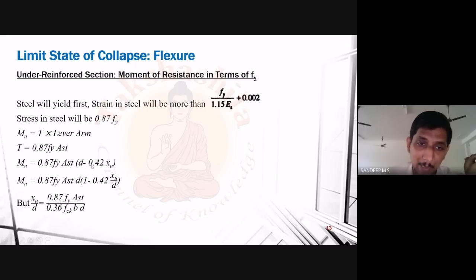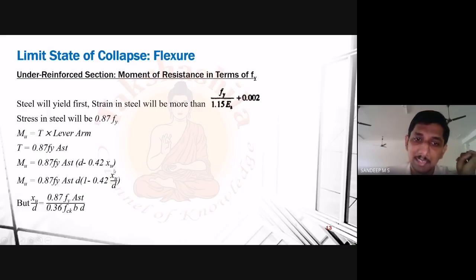So I have put that minus 0.42 XU. I have taken a D commonly from this bracket. Therefore, what I should do is divide this second term with respect to D. So that is what is written here. Once I take this out, I will get a general form like this, XU by D.